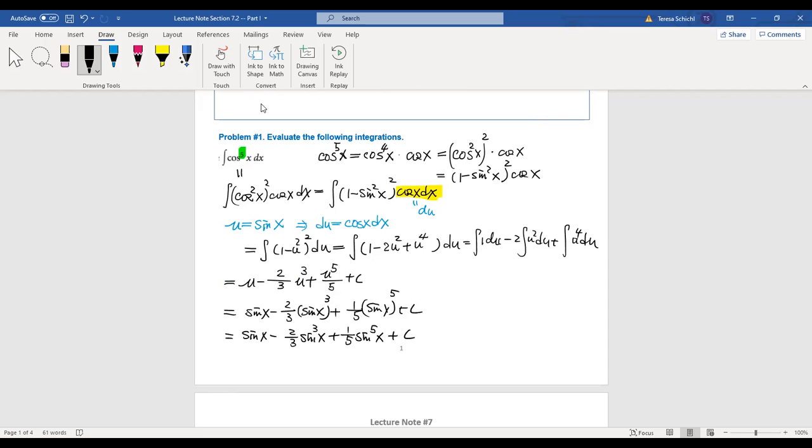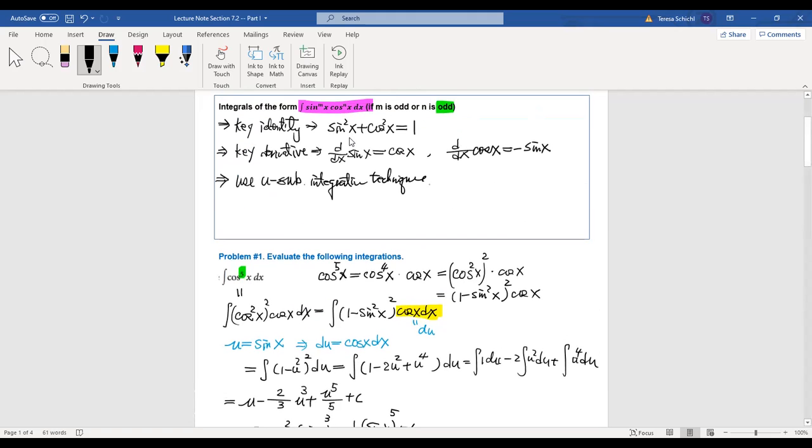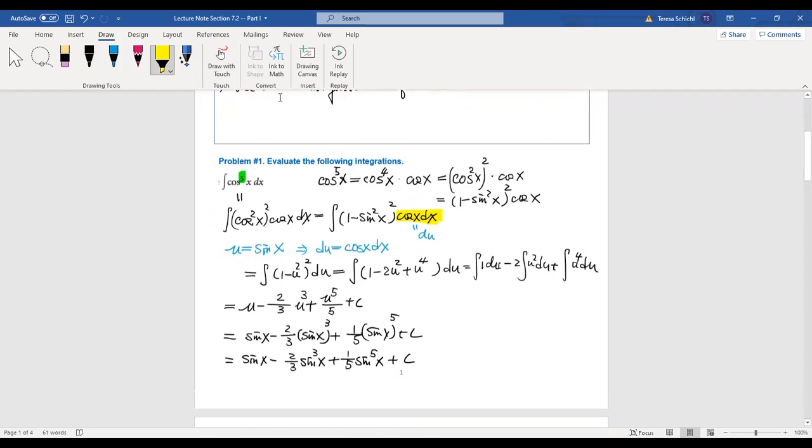So as you can see, that's why I said when we do this type of problem, the key things here are the key identity we use, right? So remember the key identity, the key derivatives, and U-sub. All right.